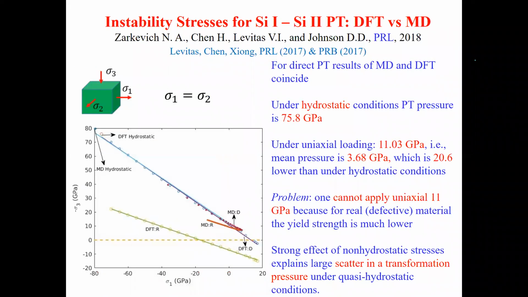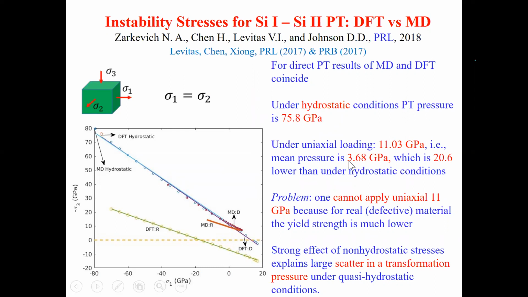Okay, and I will mention only one result: under hydrostatic conditions, this phase transition from DFT and from MD occurs at 76 GPa. Under uniaxial loading, it's just 11 GPa. So mean pressure is 3 times smaller, it's 3.7 GPa. That means it's 20 times smaller than under hydrostatic conditions. So, an extremely strong effect of non-hydrostatic stresses.